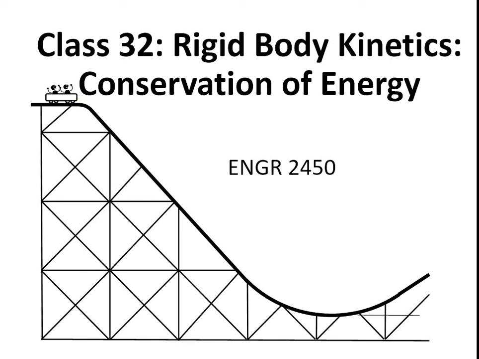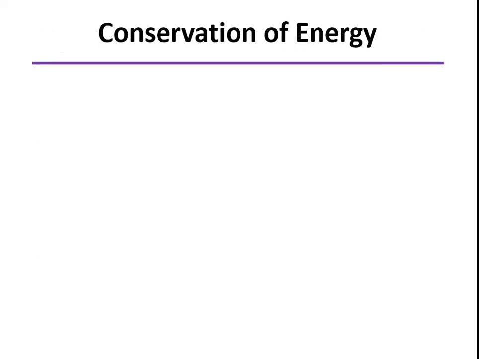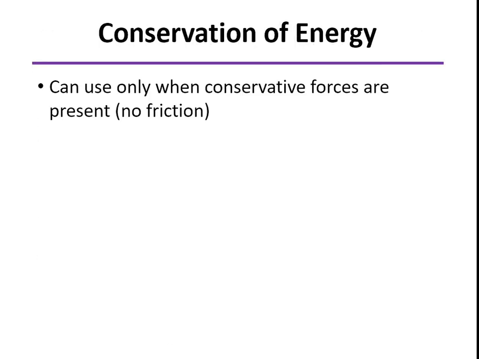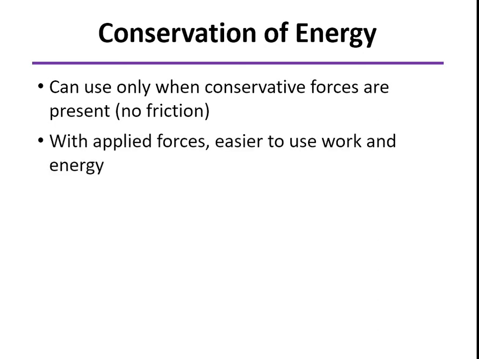For our final class, we look at applying the principle of conservation of energy to problems in rigid body kinetics. Remember when we looked at particles with conservation of energy, we said we can only use it when we have conservative forces, that is, they're independent of the path. And so we cannot use conservation of energy when friction is involved.